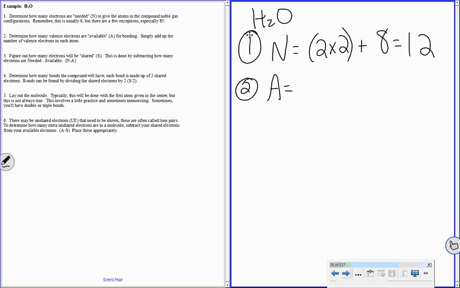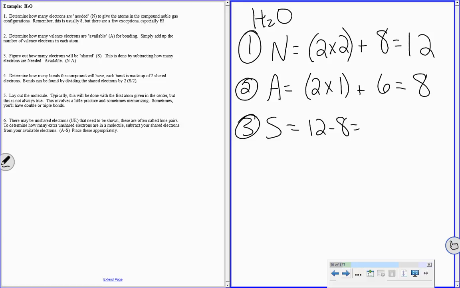For my available electrons, I have 2 hydrogens, and each one has 1 valence electron. I have 1 oxygen, and it has 6 valence electrons. So this gives me a total of 8. I'm allowed to draw 8, and I have to make them feel like they have 12 by the way I arrange the bonds so that they're sharing. The number of shared electrons will be 12 minus 8, or 4. Each bond is comprised of 2 electrons, so 4 divided by 2 is 2.